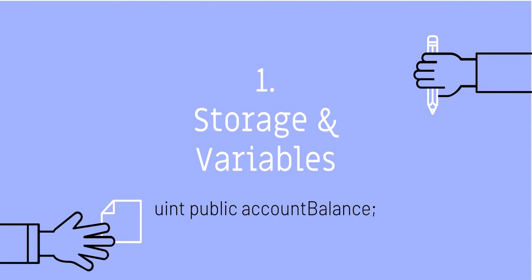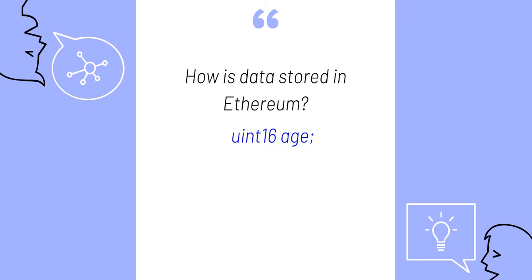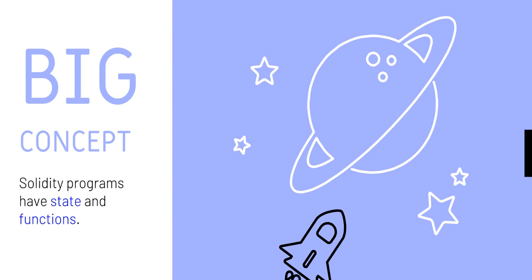And one of the key concepts in Solidity is how to store data. Data is stored in variables, and it's stored in something we call slots, and we'll be explaining how that is done. And this is a code example on the screen showing a 16-bit integer called age. The concept initially then will be to understand state, which is basically persistent variable storage area, and then functions.